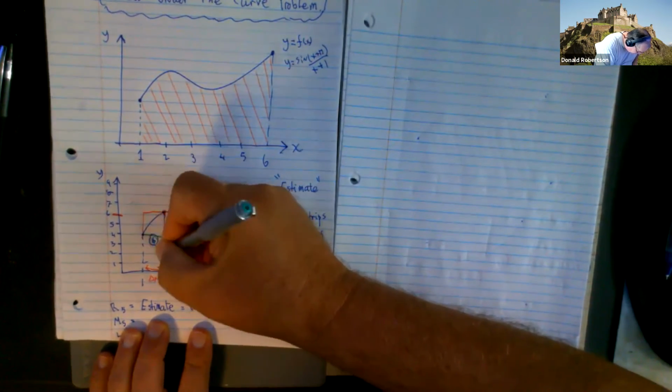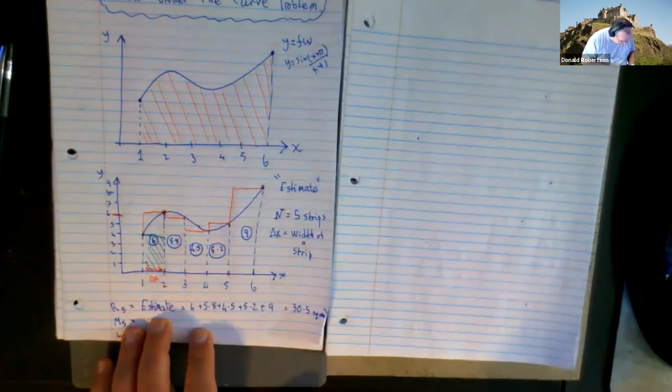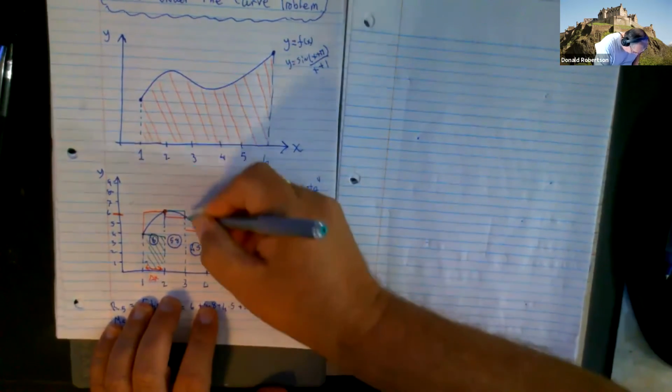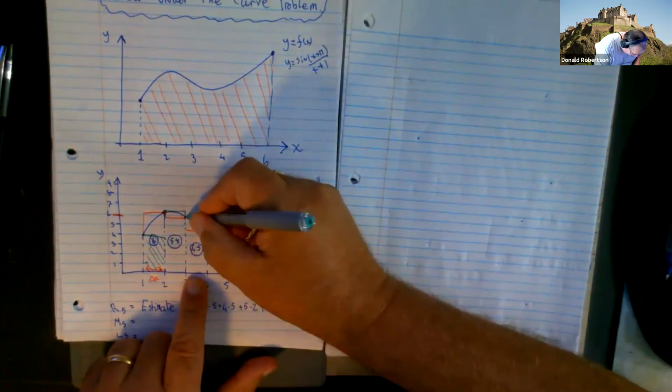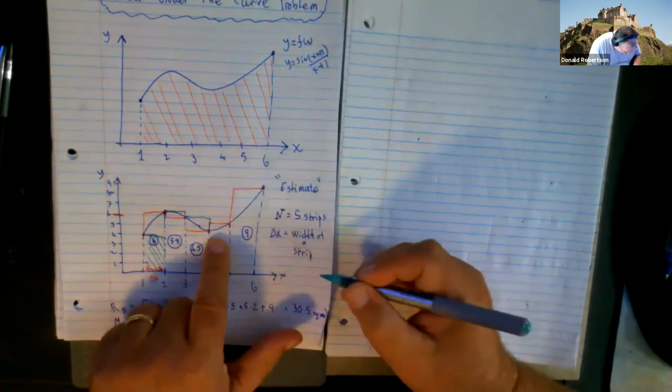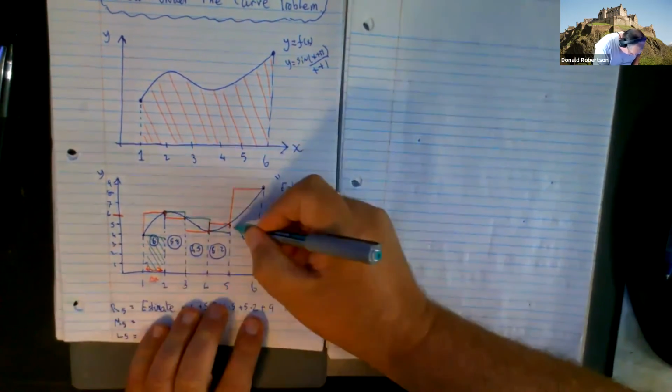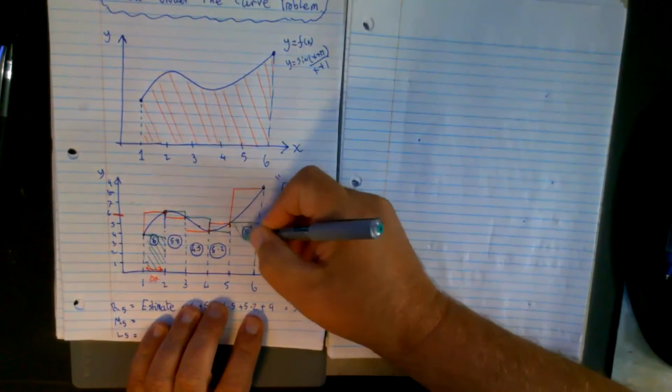Do you see this green guy here? That would be the one you'd get here. For the second strip, it would be this one up here. For the third strip, it would be this one here. For the fourth strip, it would be down here. And for the fifth strip, it would be here.